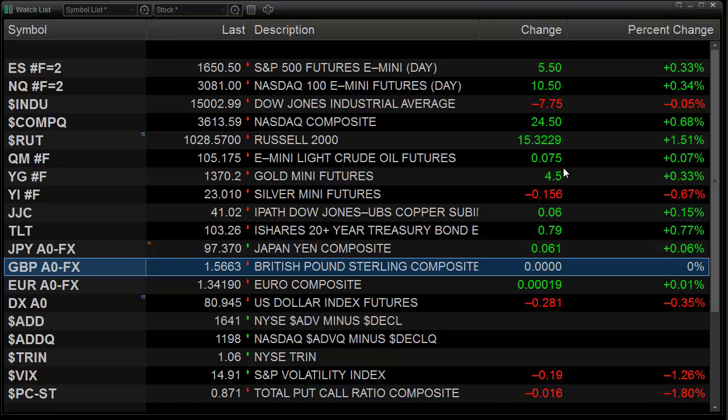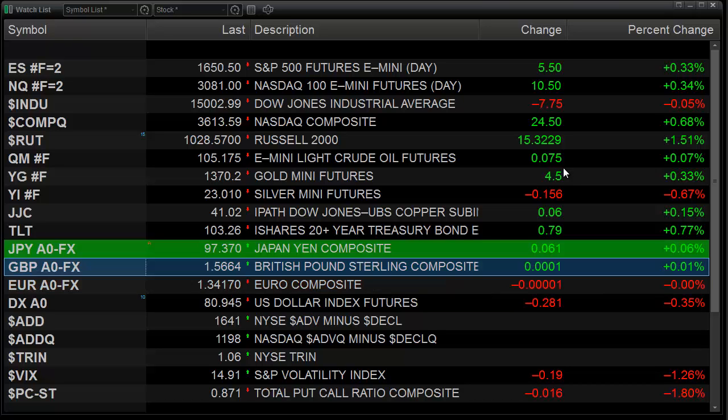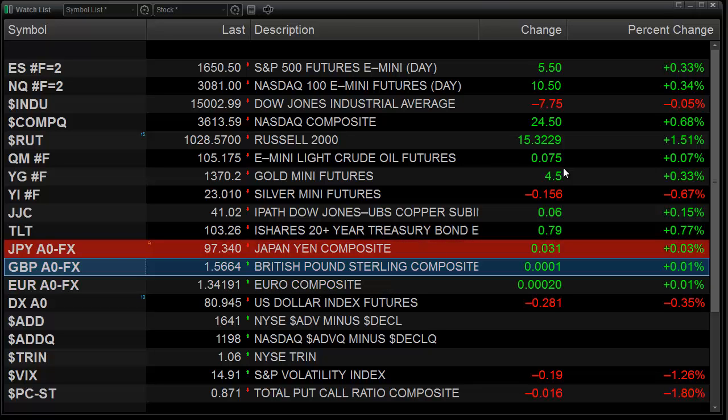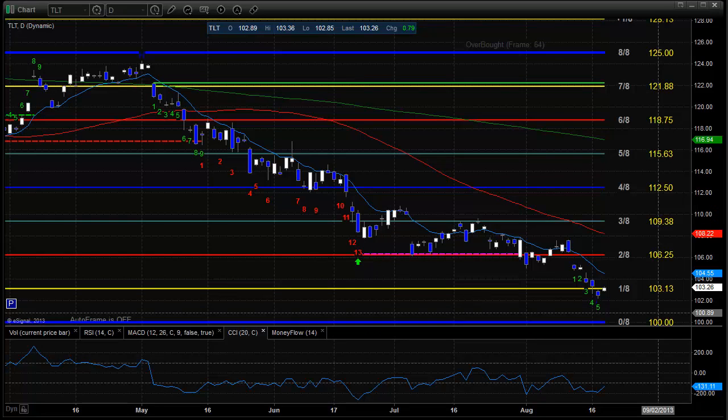So without further ado, instead of looking at the futures contracts, let's take a look at some of the major market internals, and especially some of the intermarket relationships. So let's take a look at the government bonds represented by the TLT first. All right, here's a look at the TLT.